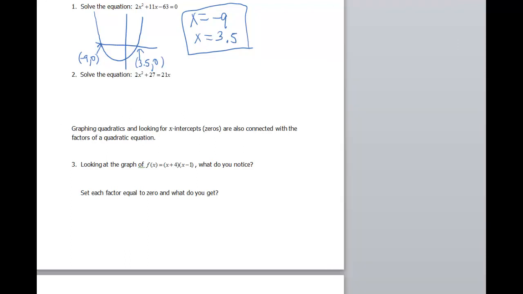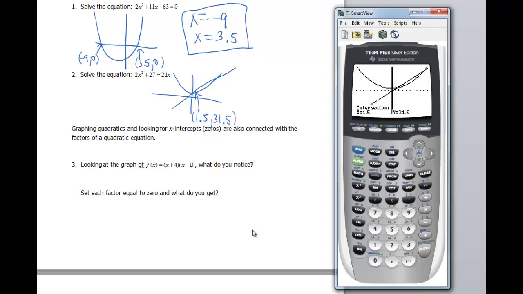So again, let me go ahead and draw a rough sketch of this. So I've got our parabola like that, and our line like that. Pretend like they actually intersect at reasonable points. So this point here we saw was 1.5 comma 31.5. So you see why I didn't want to mess with the window this time. These y values are huge.